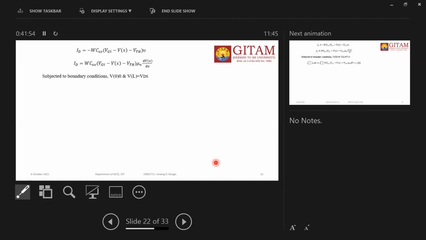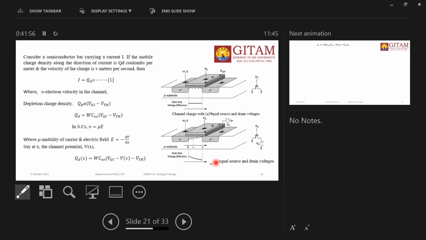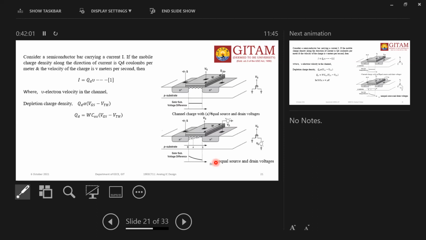Now the boundary conditions. Go to the picture once again. X varies from 0 to L. At the source, potential is 0. At the drain, potential is VDS. Those are the boundary conditions. Here X is equal to 0, and here X is equal to L. Similarly, potential at the source is 0 and potential at the drain is VDS.